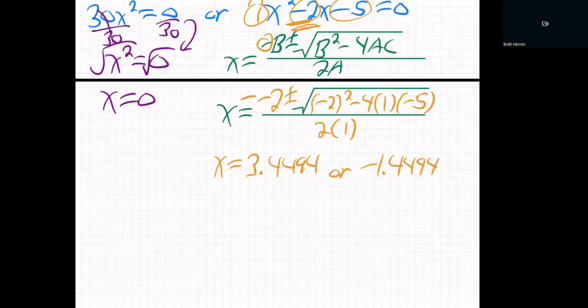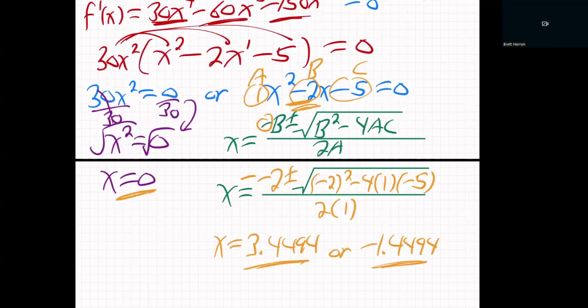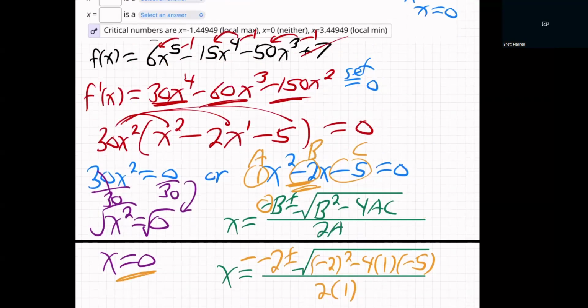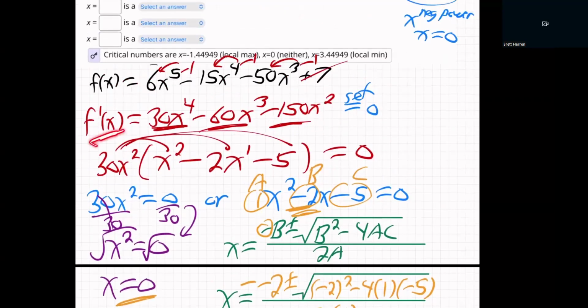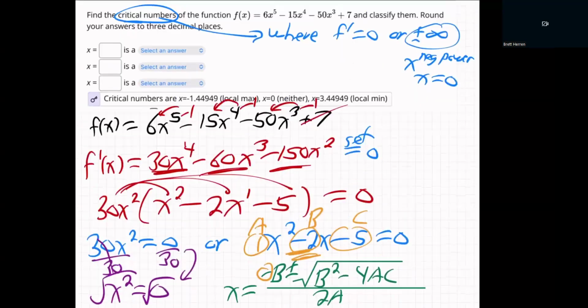Okay, so we got three answers: zero, the three something, and the negative one something. Three answers to when we took the derivative and set it equal to zero. Those are all x values that will make the derivative zero, meaning they're critical numbers. Critical numbers are places where the derivative is zero or infinity. We don't have any of those because you need x to negative powers to have those. We don't have that. So, great, we found three what are called critical numbers.